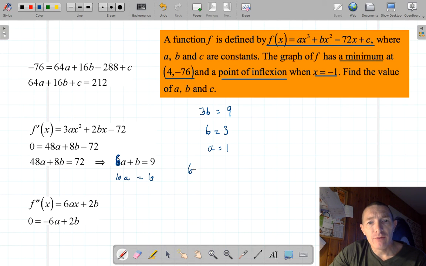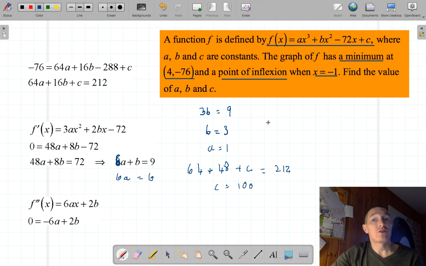Then go up to the very first equation here, and we have 64 if a is 1. We have 3 times 16, which is 48. You can use a calculator for this question, although I haven't so far. That equals 212. And if we just carry through, you can double check on your calculator, c is 100. So I've got a, b, and c very simply done. It's quite an easy question if you understand about the minimum points and the points of inflection.